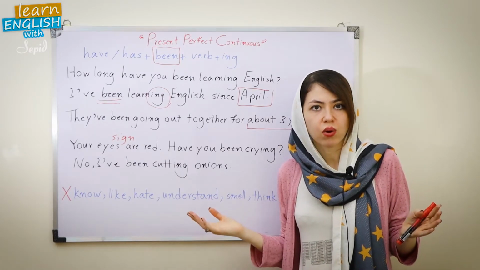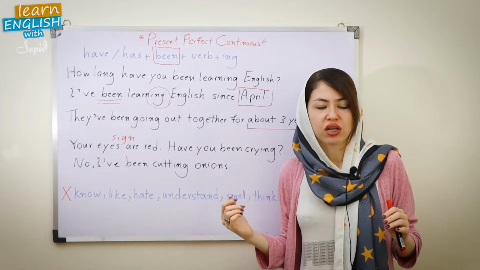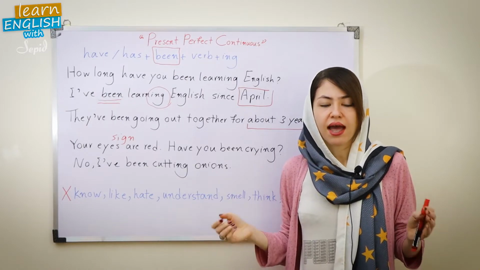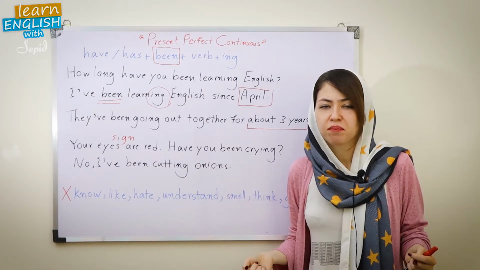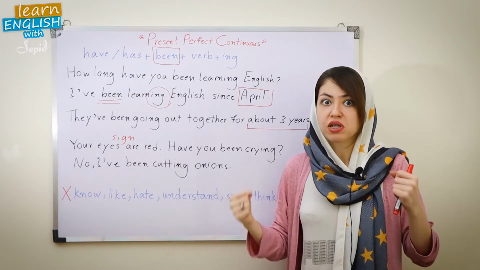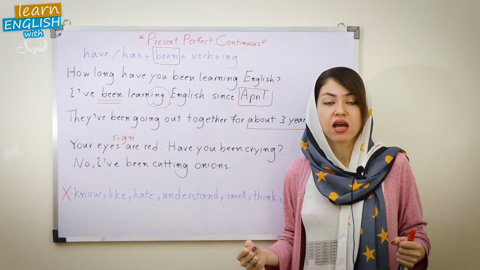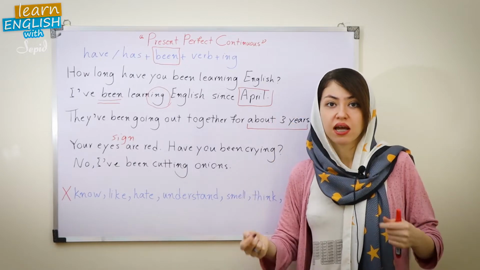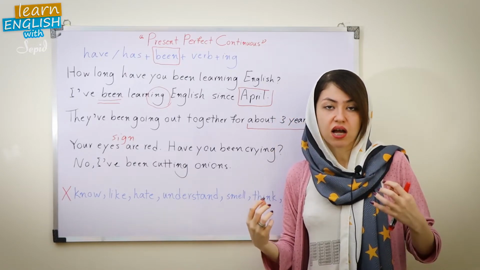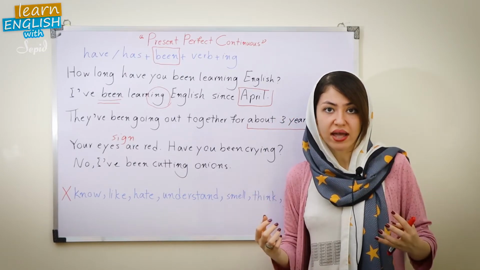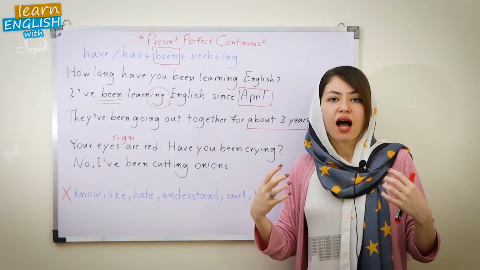For instance, you see some sweat flowing down my face, and you say, what have you been doing? And I would say, I've been working out. It means I've been exercising. Because of that, you see these signs on my face. You see the sweat.